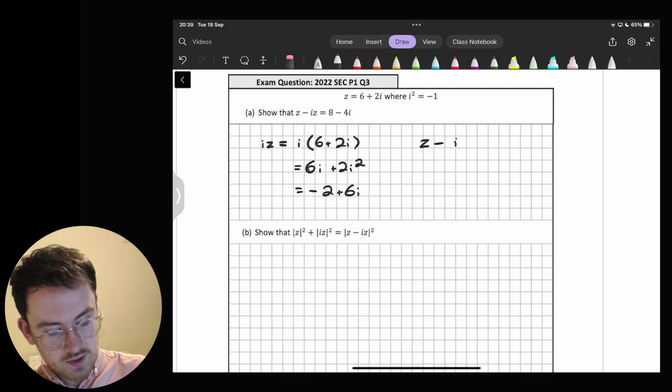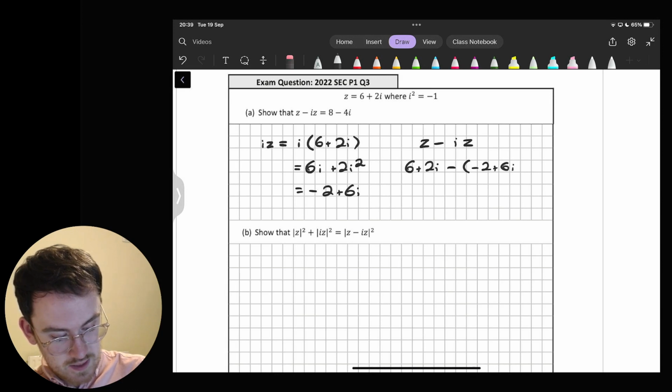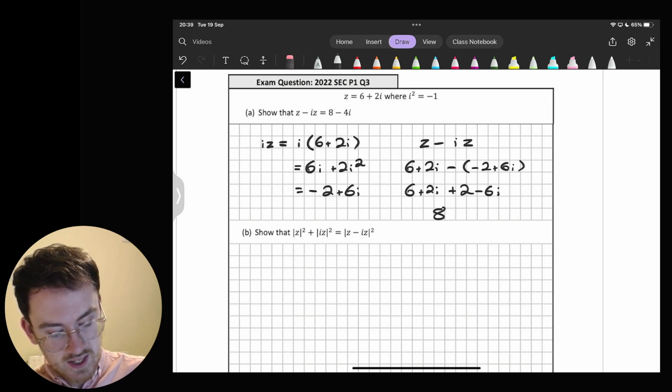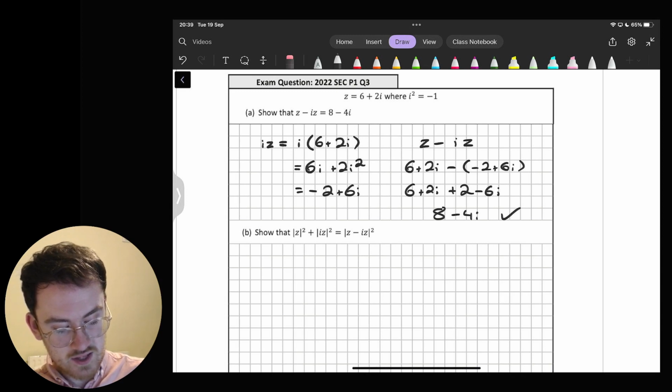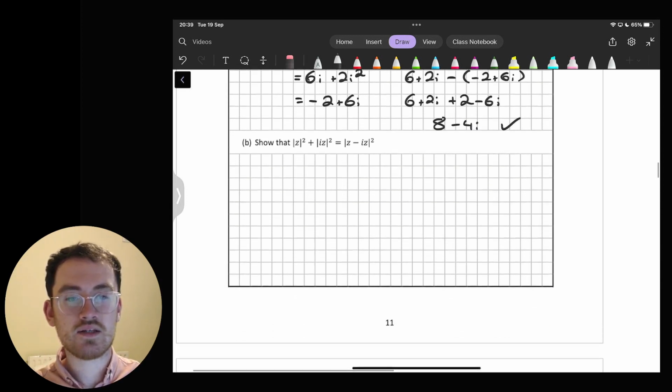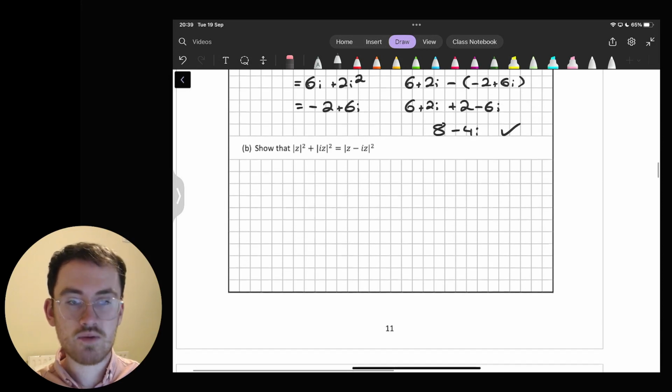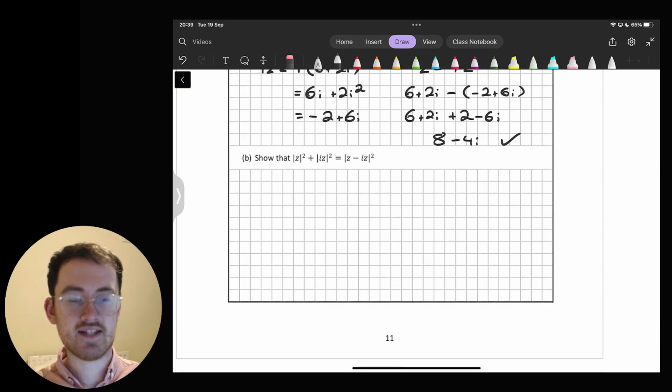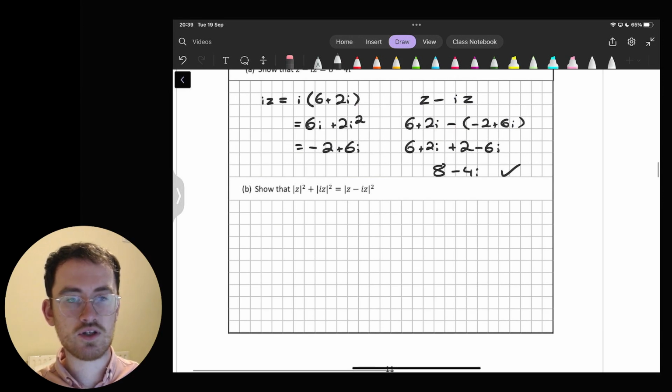Then if we work out z − iz, (6 + 2i) − (−2 + 6i). Being careful here as well, because we're subtracting all of that, we should use our brackets just to keep it clear for ourselves. We get 8 − 4i as required in the question there. Now we're asked to show that the modulus of z squared plus the modulus of iz squared is equal to the modulus of z − iz all squared.